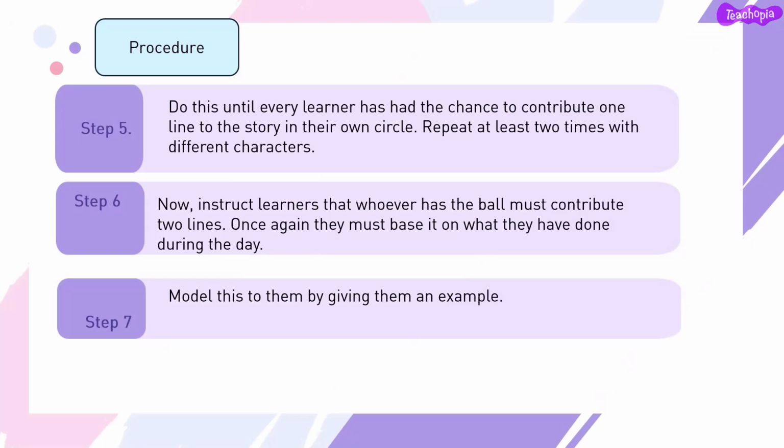Do this until every learner has had the chance to contribute one line to the story in their own circle. Repeat this for at least 2 to 3 times with different characters. Now, instruct learners that whoever has the ball must contribute 2 lines instead of 1 line. Once again, they must base it on whatever they have done during the day. Model this to them by giving them an example.